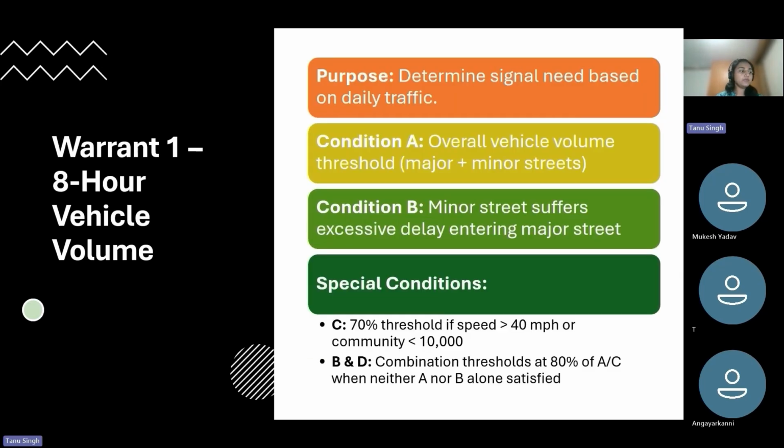Now starting with the first warrant, that is the 8-hour vehicle volume. Warrant 1 deals with the 8-hour vehicle volume, typically the total workday traffic, because 8 hours is the total workday traffic. For this there are two conditions. Firstly, the overall vehicle volume threshold, which includes both major and minor street data, whereas condition B is for minor streets that suffer excessively because of delay due to insufficient gaps in the major street.